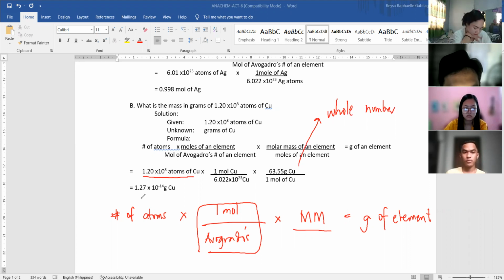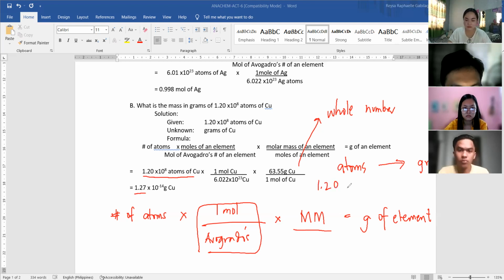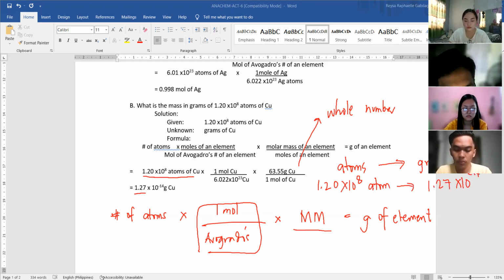It's, kung 2 decimal places, 1.27 times 10 raised to the power of negative 14 grams of copper. So ganun natin malalaman kung alam natin yung number of atoms, mape-predict pa rin natin yung amount in grams. So for 1.20 times 10 raised to the power of 8 atoms ni copper, magwi-weigh siya ng 1.27 times 10 raised to the power of negative 14 grams. Okay, just follow the pattern. Questions?